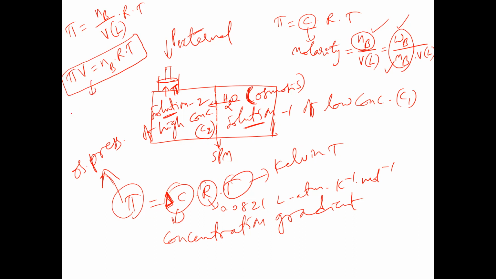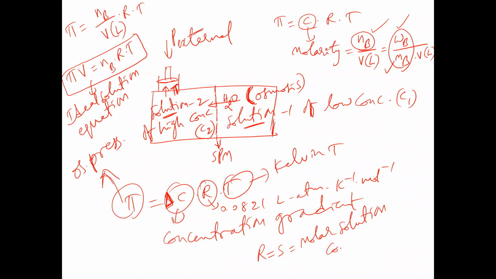And this one is called the ideal solution equation, not the ideal gas equation, the ideal solution equation. And here R is equal to S. It is called the molar solution constant. R, otherwise S, is called the molar solution constant.